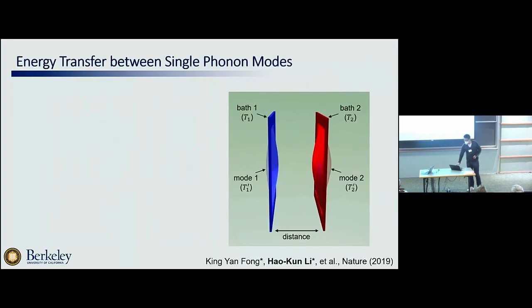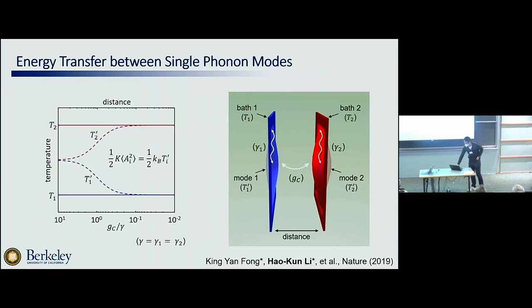So in this experiment, we place two mechanical membranes very close to each other, and we look at the vibration of these two fundamental modes from these two membranes, and we match their resonant frequency. At the beginning, we separate them, and then we match their frequency. At the same time, we put them at different temperatures. So if they are separated very far away, the mode temperature will be equivalent to their own bath temperature.